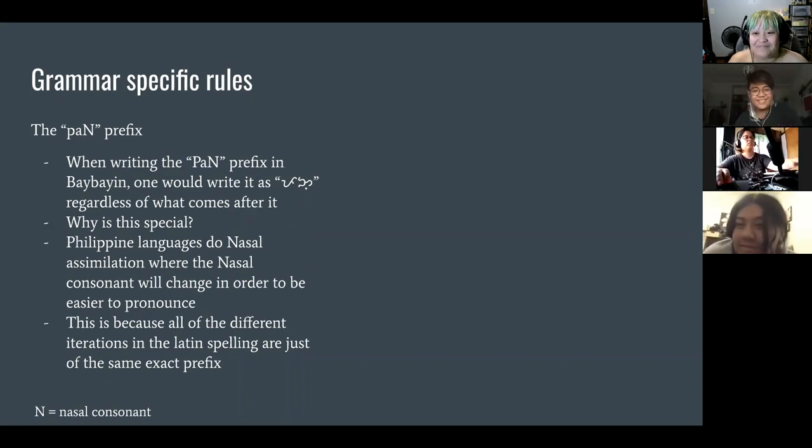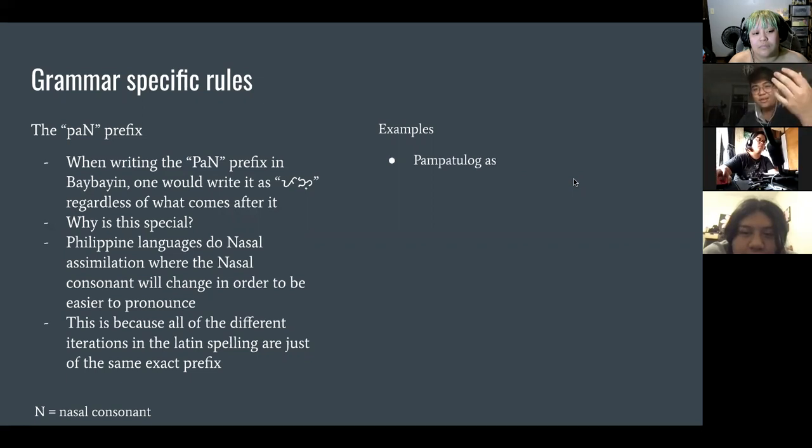Nasal assimilation makes it easier to pronounce. This is because all of the different iterations in the Latin spelling are just the exact same prefix. What is the prefix? Let's see it in the context of an actual word. Examples: the word pampatulog, meaning the thing that you use when you're going to sleep. See, we have an M at the end, pam-patulog, because the sound is close enough to a p sound that it makes it easy to pronounce.